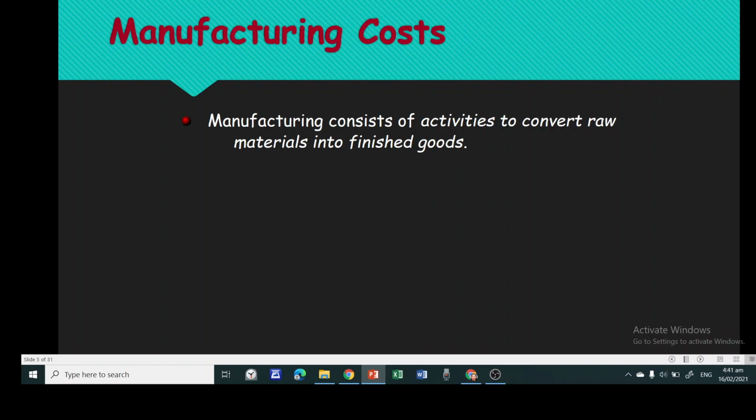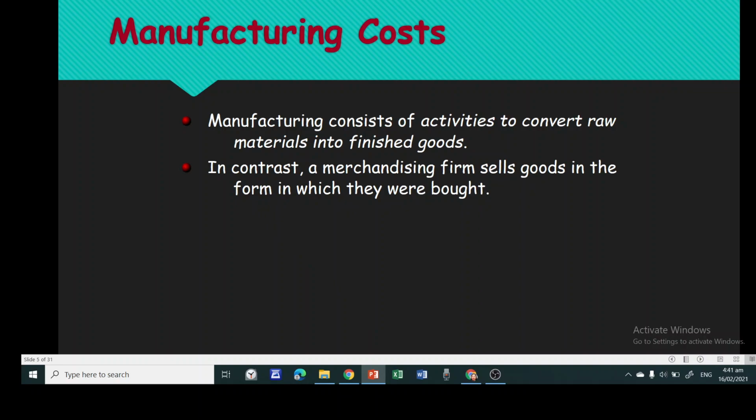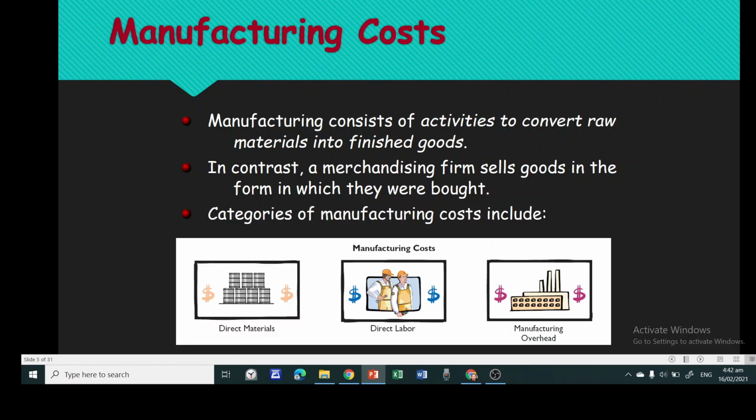The reason why manufacturing cost is an item that we have to be focused on is that these are the activities that you use to convert raw materials into finished goods, while your merchandising just buys in the same form and sells it in the same form. So, ibig sabihin, if it is manufacturing, there is a change in form. And you have again, what are the manufacturing costs? O tumama kayo. DM, DL, factory overhead or manufacturing overhead.